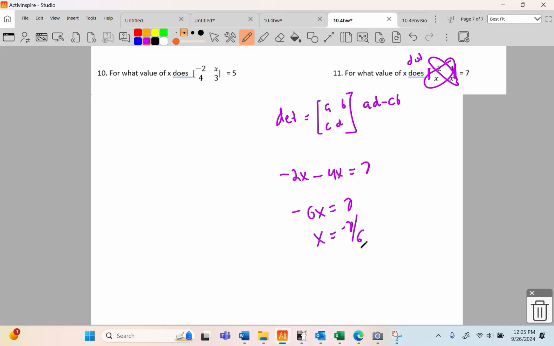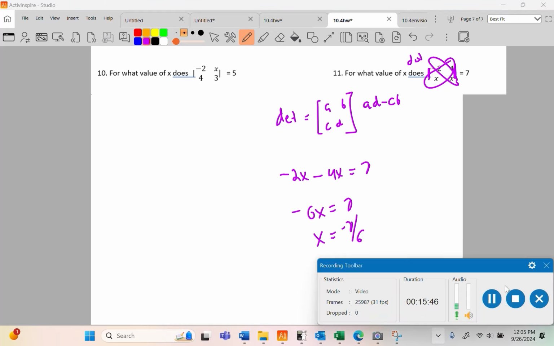And that, boys and girls, is your homework for section 10.4. You got to see me make a big mistake, because I'm not perfect. I don't admit that I am, but I don't even try to be. There you go.